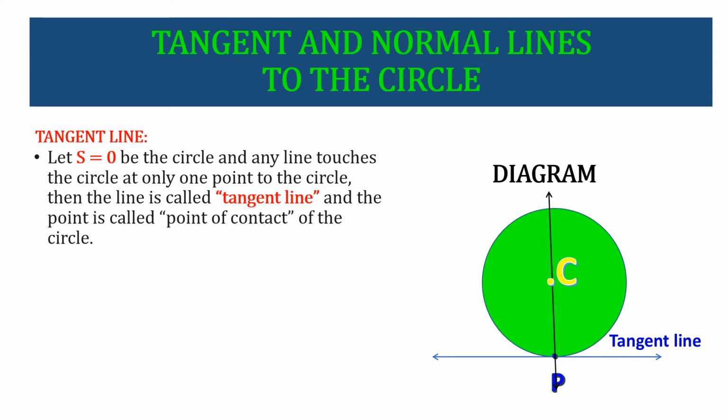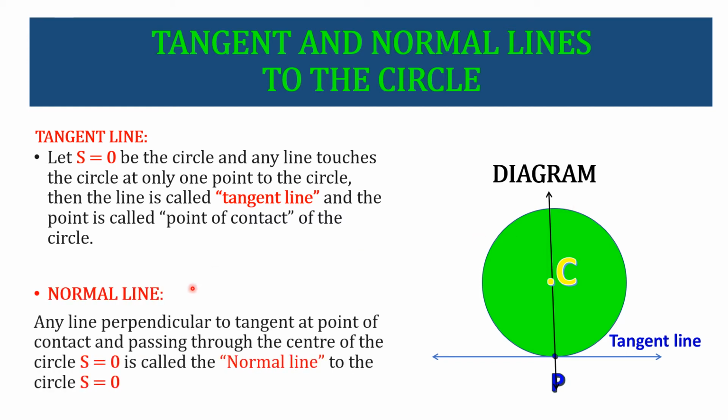And the second thing is, here we observe that one line is passing through the center and intersects the tangent line at the point of contact P. Here we also observe that this line is perpendicular to the tangent line also. So this type of line is called normal line. Now the definition is, any line perpendicular to the tangent at the point of contact and passing through the center of the circle S equal 0 is called normal line to the circle S equal 0. So these are the definitions of tangent line and normal line.